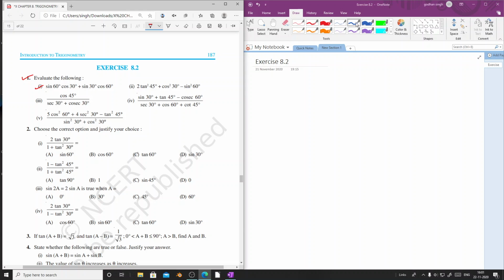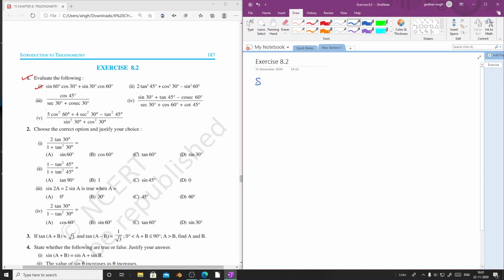So let us do question number 1, first part, solution. Sin 60 degree into cos 30 degree plus sin 30 degree into cos 60 degree. Already we have derived the value of sin 60 and cos 30 and other trigonometric values with the help of a right triangle. So let us put the values which we have found out.